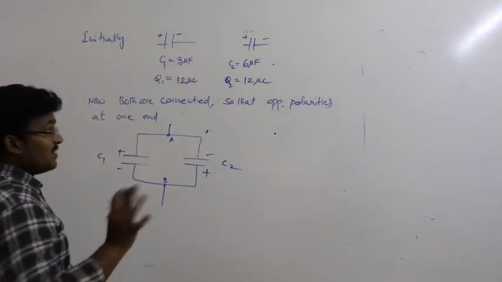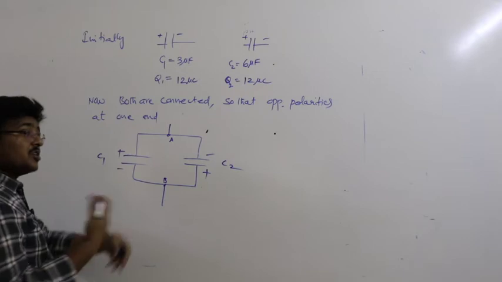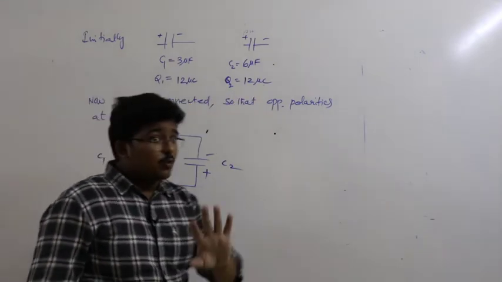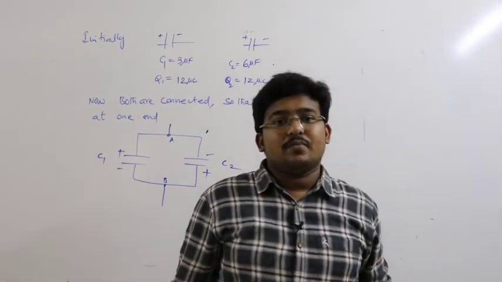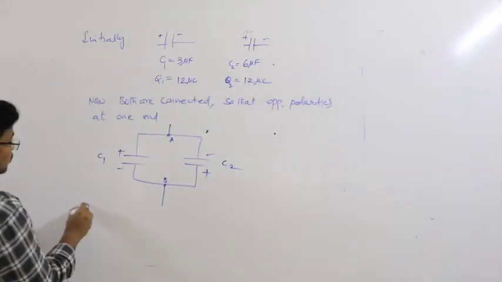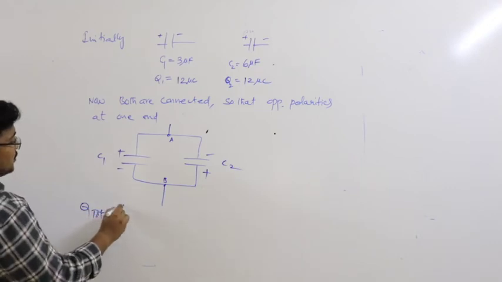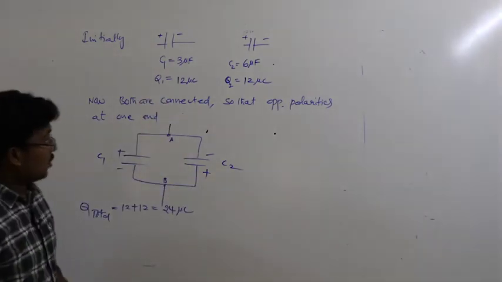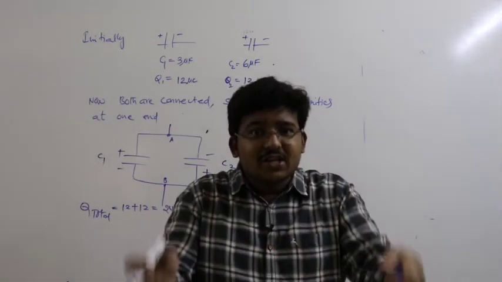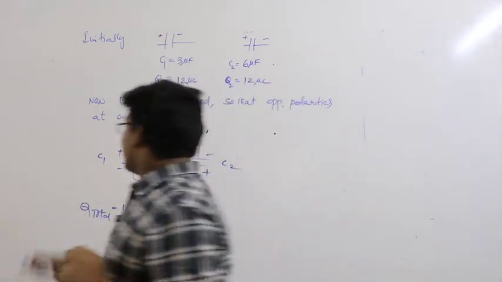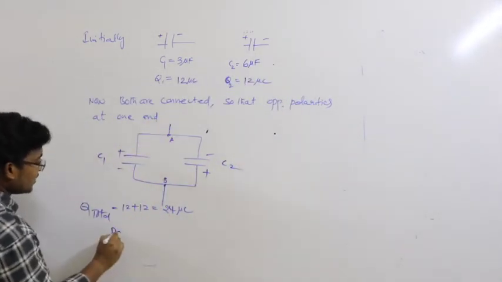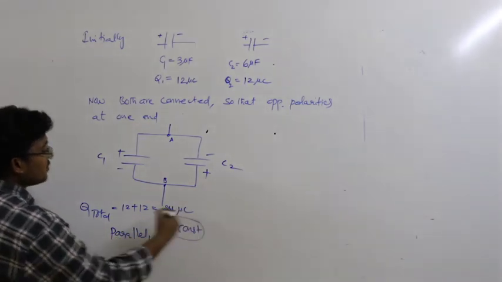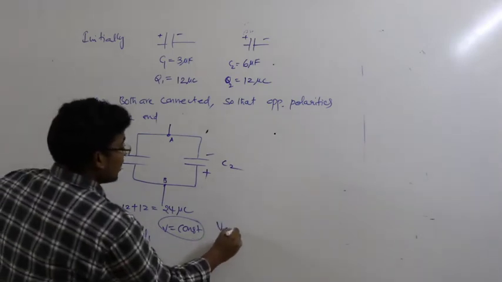So now when they are in parallel, how does the redistribution take place? What is the initial charge here? 12 micro. What is the initial charge here? 12 micro. Totally, what is the total charge? 24 micro. So Q total will be 12 plus 12, which is 24 microcoulombs. Now that 24 microcoulombs will distribute, and they are in parallel. As they are in parallel, what is the same? V is constant. That is what we call V common, right?